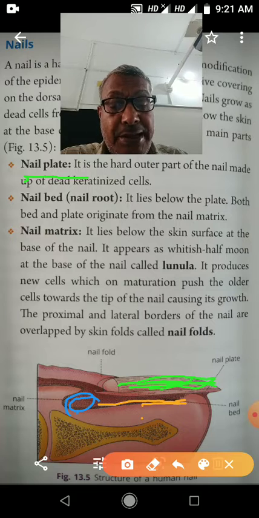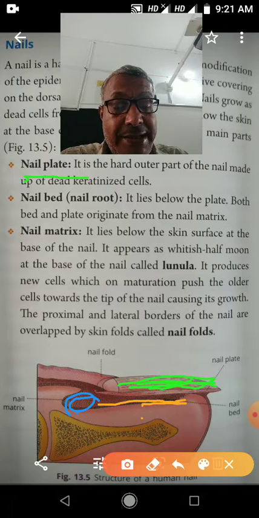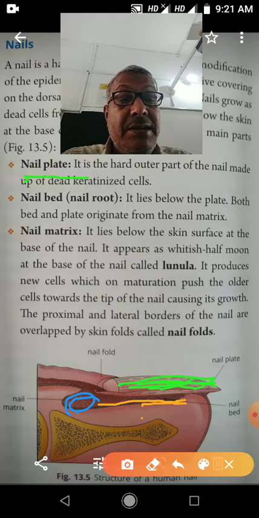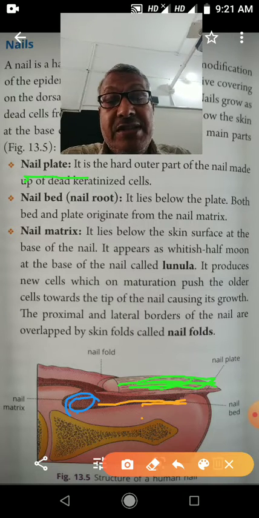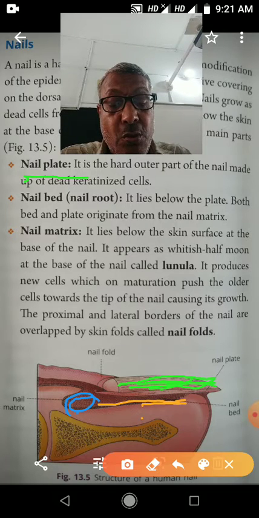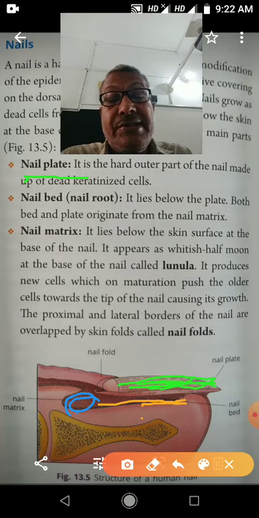It lies below the skin surface at the base of the nail. It appears as a whitish half moon. So from the outer surface when you see it, it appears as a whitish half moon. It produces new cells which on maturation push the older cells towards the tip of the nail, causing its growth.